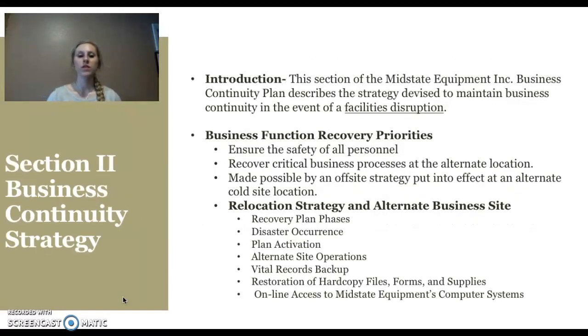Section 2 of the business continuity strategy provides and describes the strategy devised to maintain the business continuity in the event of a facility's disruption. The priorities are to ensure the safety of all personnel, recover business processes at the alternate location, which is possible through an established alternate cold site location.